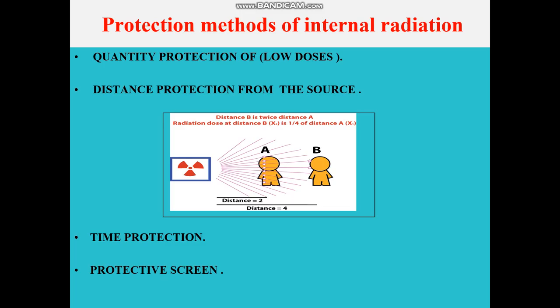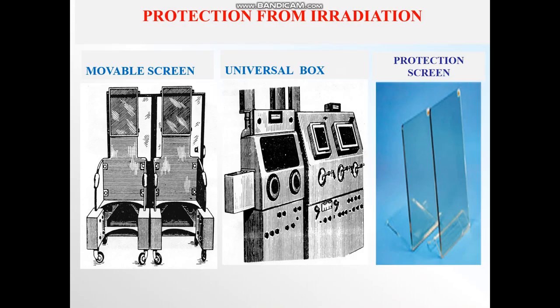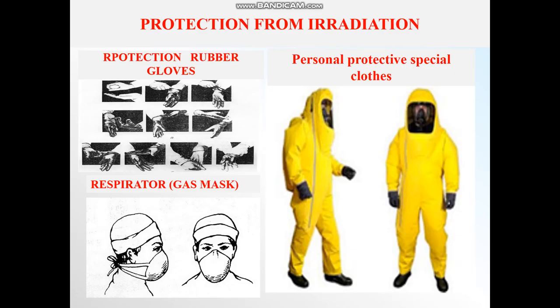Protection by screen. Protection against alpha radiation by using just paper. Protection against beta radiation using glass or aluminium 0.5 cm thickness. Protection against gamma radiation by using lead and concrete screen. Applied special screen, movable universal box protection screen. Protection from irradiation using special protection rubber gloves, respirator, gas mask, personal protection, special clothes.